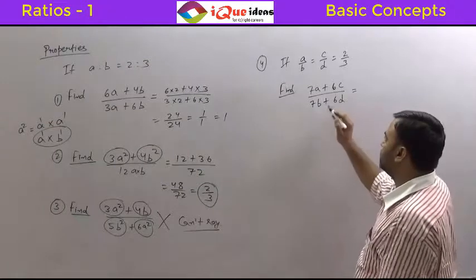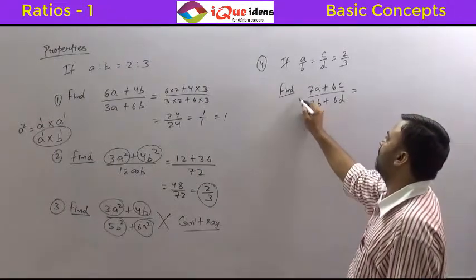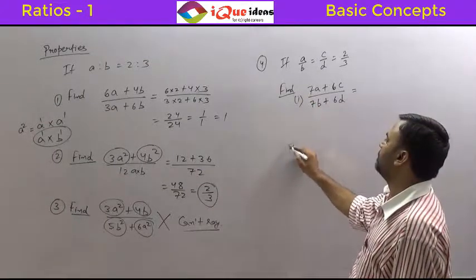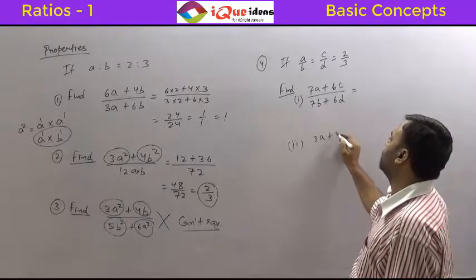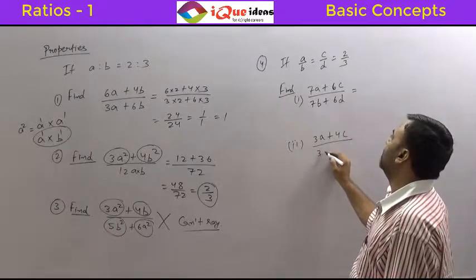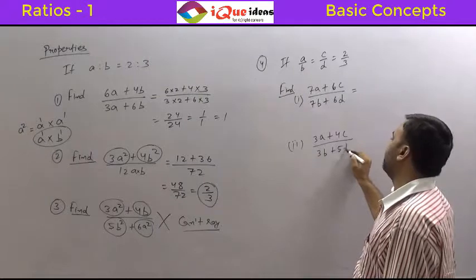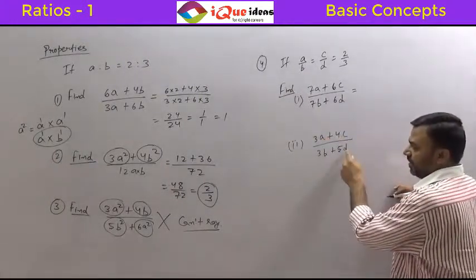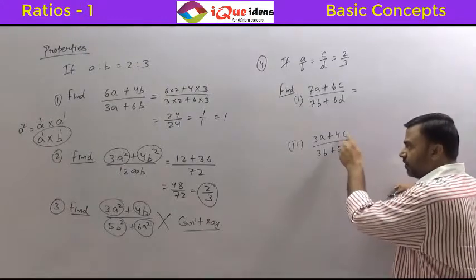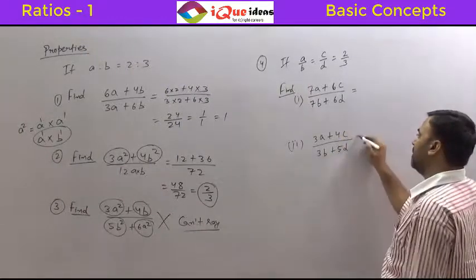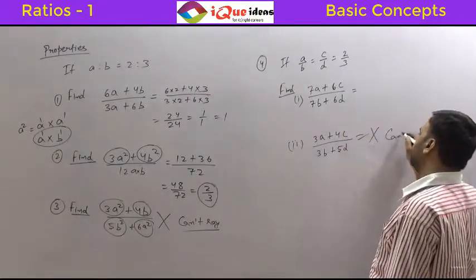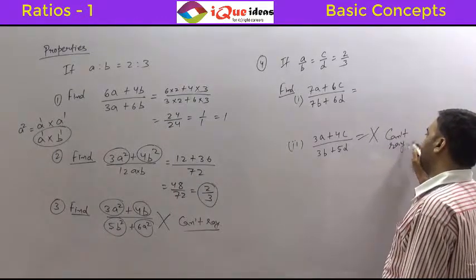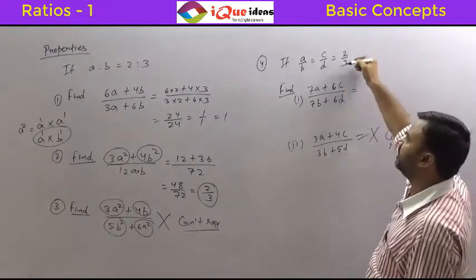I'll repeat. Say for example, I'll take another example. If the question was (3a + 4c) by (3b + 5d), here the coefficients of a and b are the same, a and c are on the same side, b and d are on the same side, but the coefficients of c and d are not the same, so here we cannot calculate. Can't say. Right?